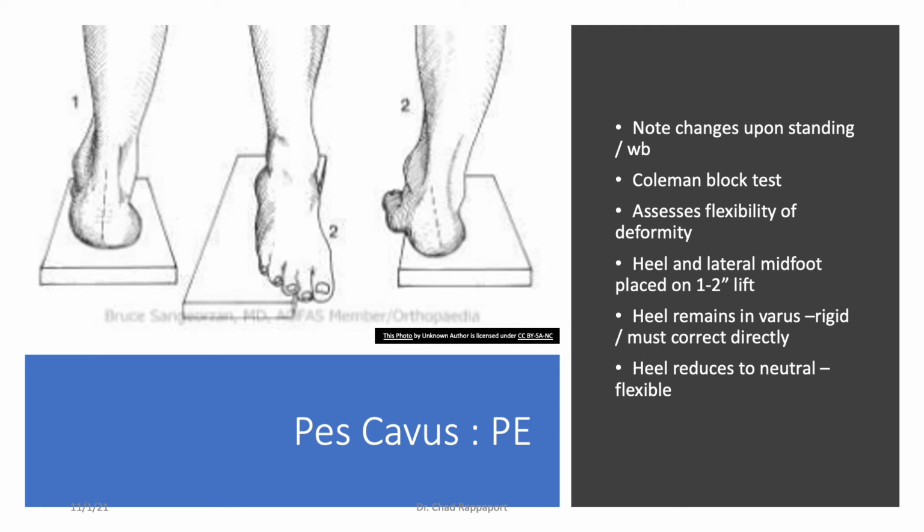Coleman block testing can be very helpful in the office if it's utilized the correct way. This simply assesses the flexibility of the deformity, and it involves placing the heel and the lateral midfoot on a 1 to 2 inch lift, such as a textbook or a wooden block. If the heel remains in varus, it portends a rigid deformity, and the heel varus likely will require something local to the heel or intrinsic to the heel. Conversely, if the heel reduces to neutral, it tends to suggest a more flexible deformity.